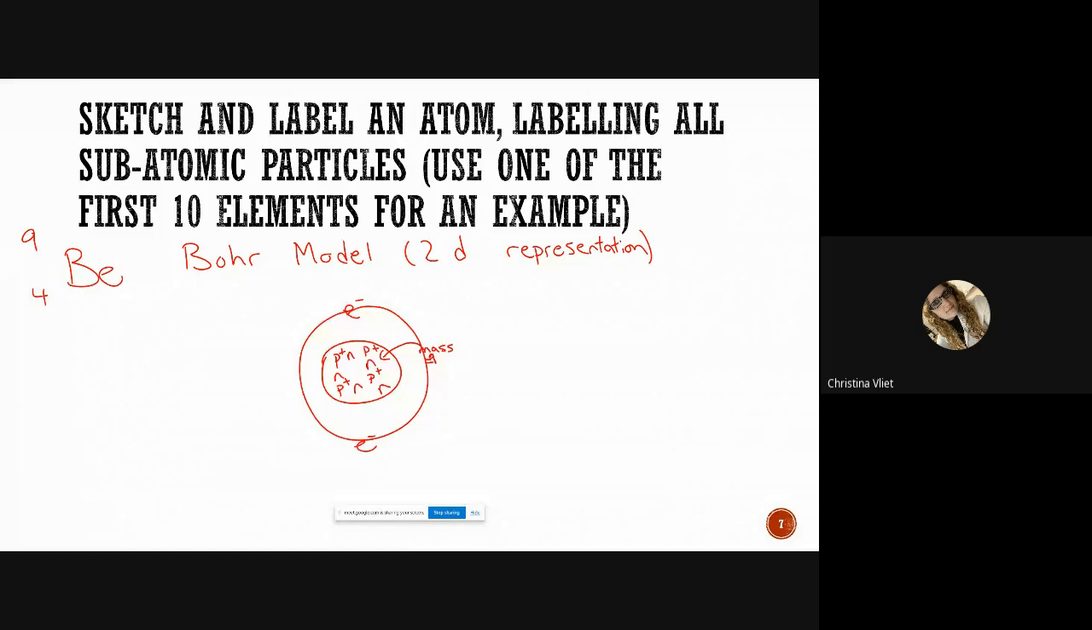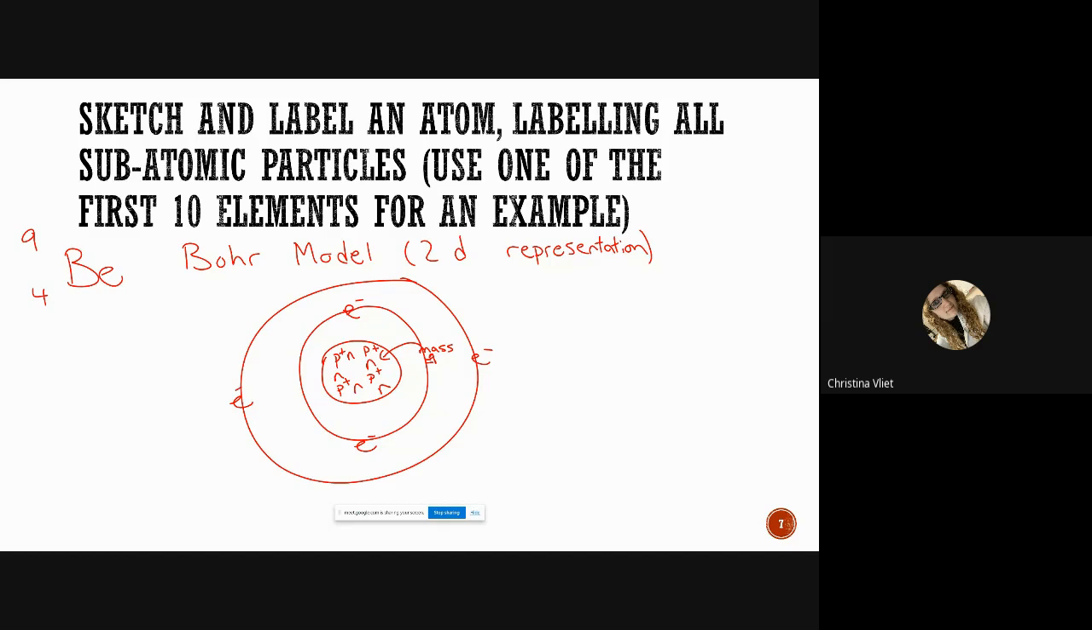How many electrons in total does beryllium have? 4. We've already accounted for 2. So all we've got to do is put another energy level and put how many electrons there? 2. And so you just put 2 electrons in that energy level and you've done it. Diagram complete. Everything has been labeled because we labeled them in the diagram.